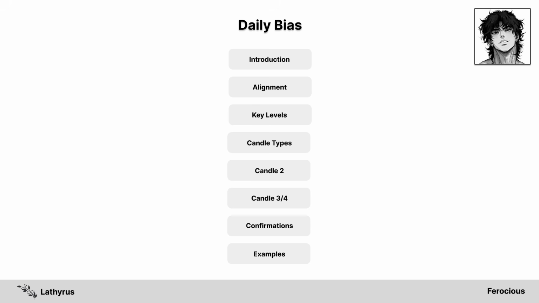So the topics I'm going to talk about are alignment, key levels, candle types, candle 2, candle 3 and 4, confirmations, and I will show some little examples. So let's start with alignment.